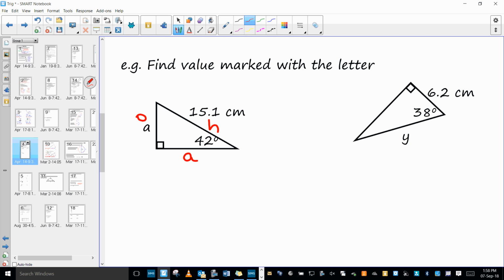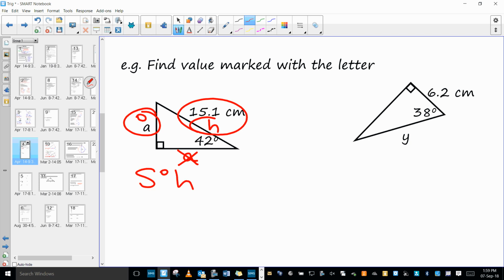Now this is where some people get a bit confused as to which side to cross out. Which of my sides has no label on it? Yes, so I'm going to cross out that one. My question involves these two, so it's the opposite side and the hypotenuse. Careful, we're looking at our labels.